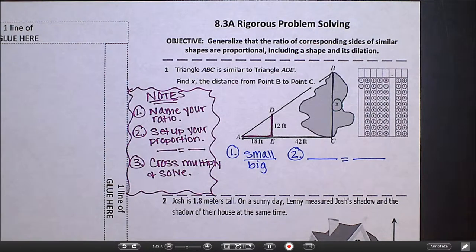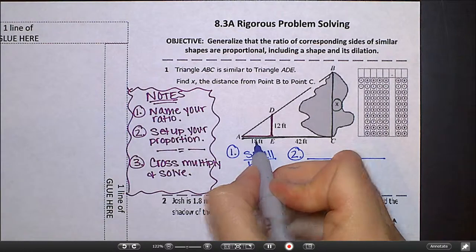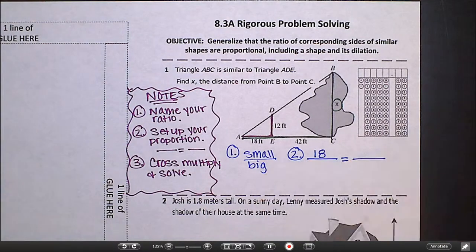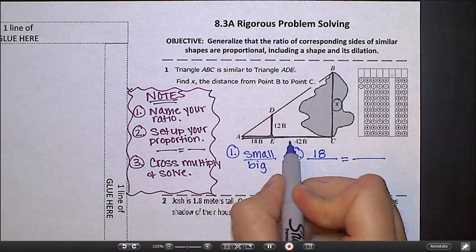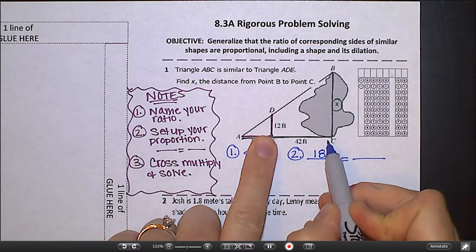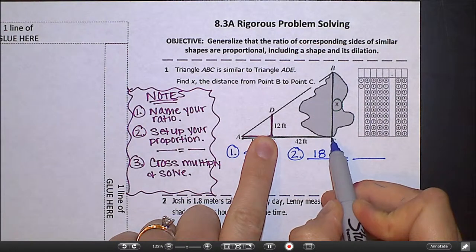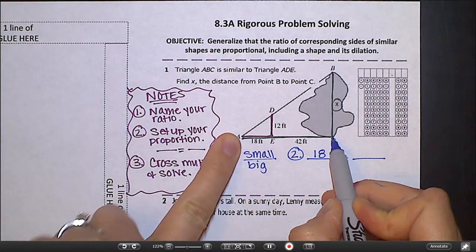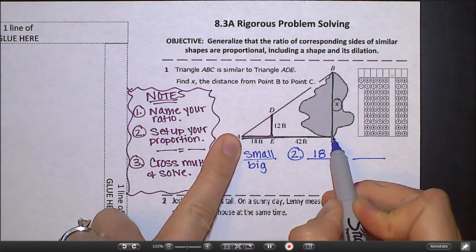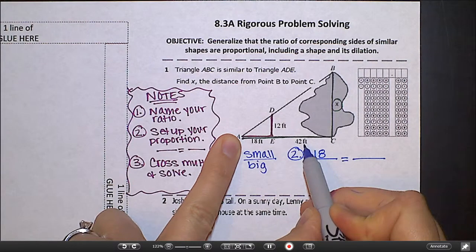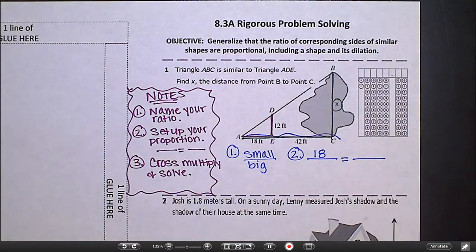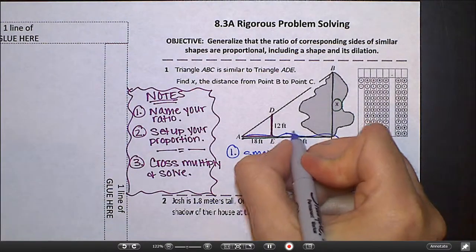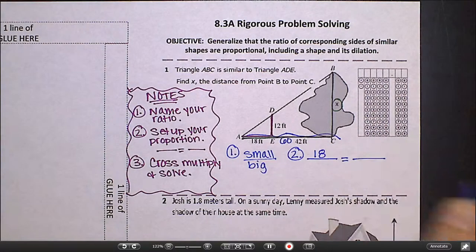So let's set this up. Small over big. So I'm going to take 18 feet. That's my small triangle base. And then I need to take my big triangle's base. And it's not just 42 feet. 42 feet is only the distance between here and here. But that wouldn't make a triangle. The base of my large triangle is actually 18 feet plus 42 feet. So what's 18 plus 42? If you put that in your calculator, you're going to get 60 feet for that base.